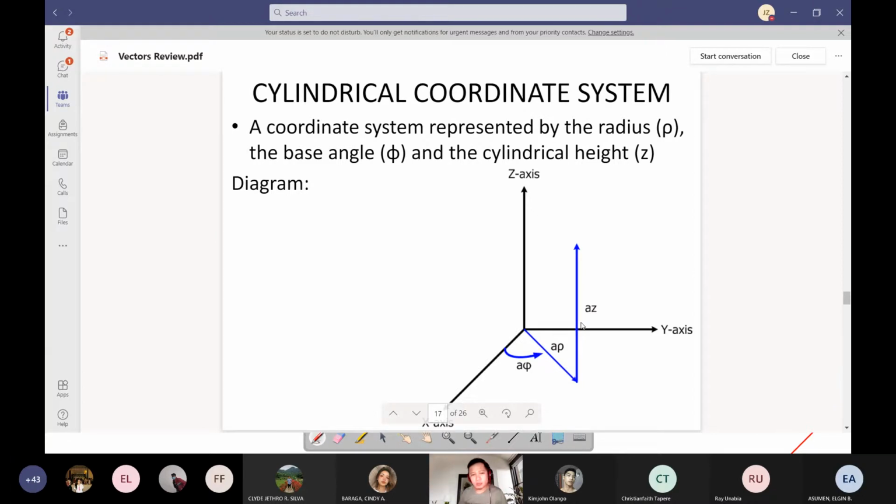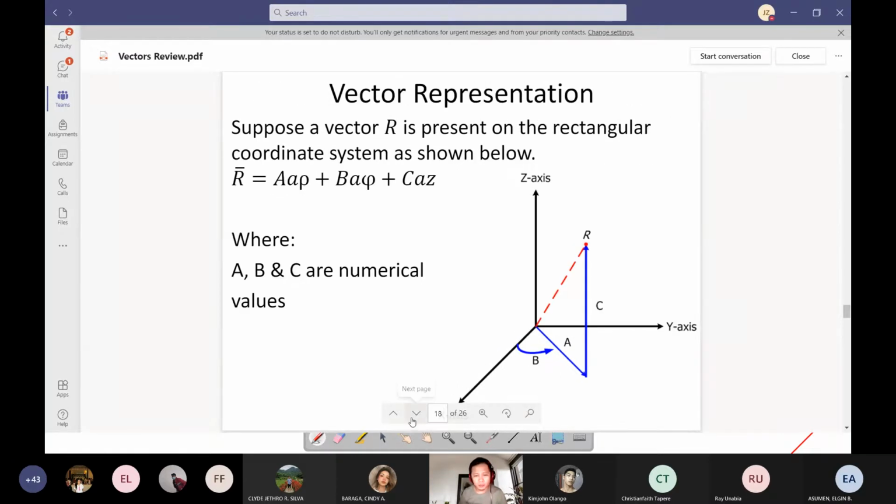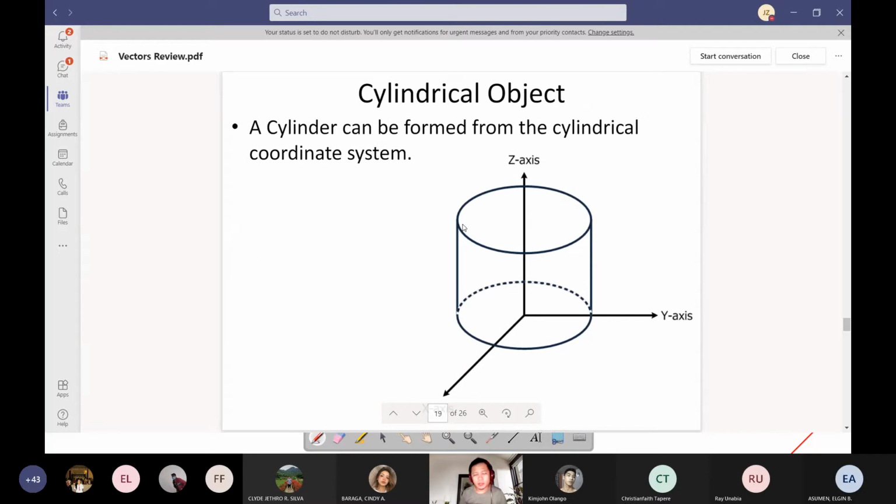Now, why is the cylindrical coordinate system represented by rho, radius, base angle, and cylindrical height? Same with the rectangular coordinate system. If you can form a rectangular box from a rectangular coordinate system, then for a cylindrical coordinate system, you can form a cylinder. That's why it's called cylindrical coordinate system. So, where are the radius, angle phi, and height? Of course, the radius is your cylinder's radius, so that would be the radius rho. Then, the base angle phi, as you can see, the base is a circle. So, you have here the base angle phi.